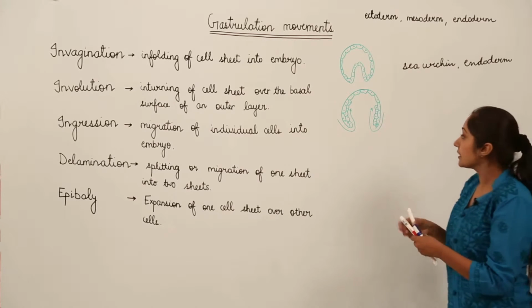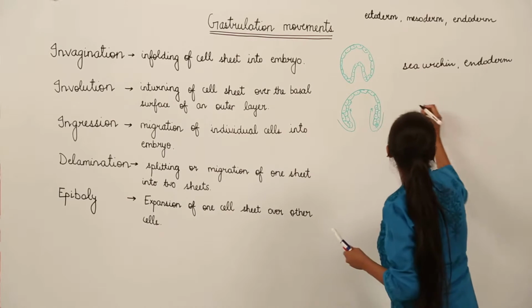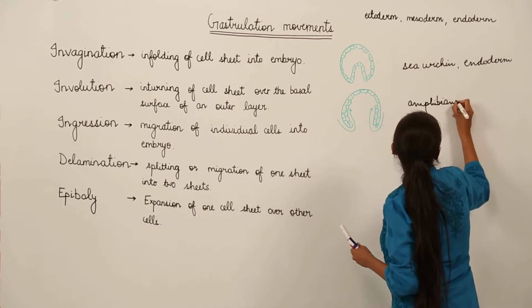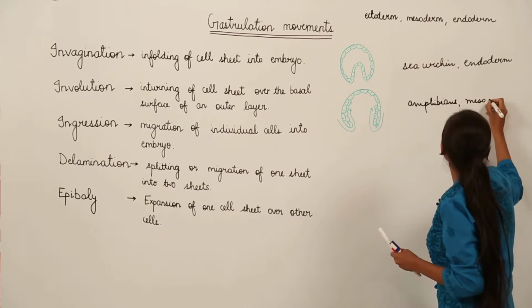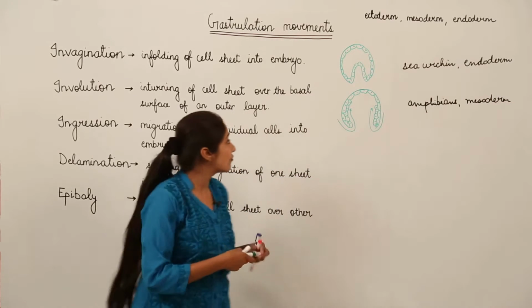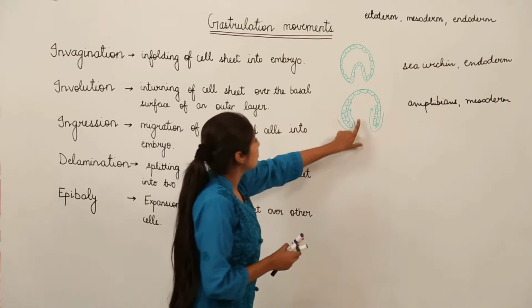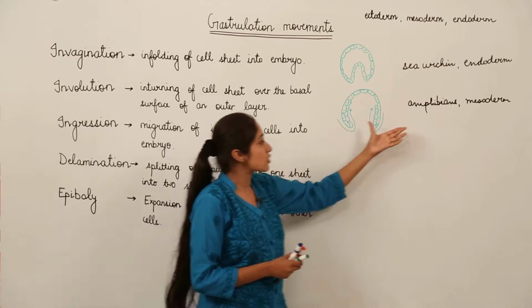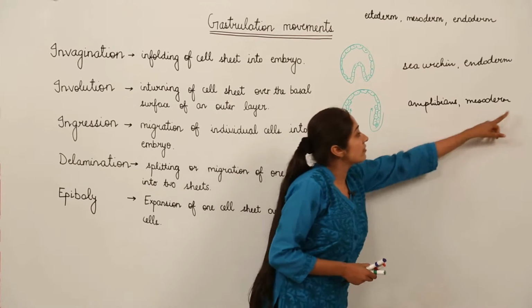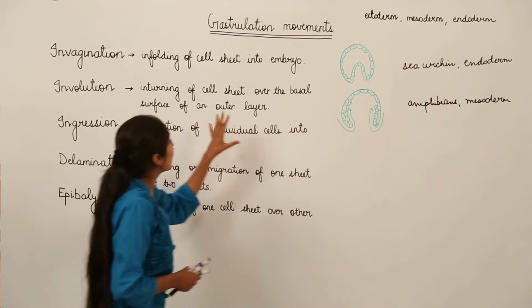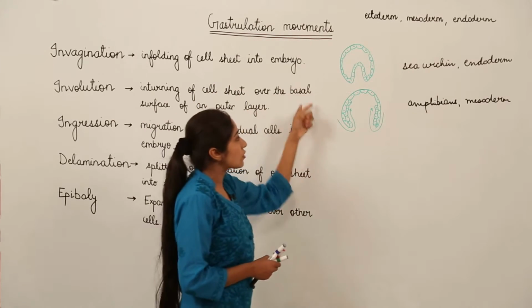And the example for this is, this takes place in case of amphibians, while the mesoderm is formed. Okay, so involution is the turning in of a cell sheet over the basal surface. As you can see, this type of movement is seen in case of amphibians, wherein the mesoderm layer of the embryo is formed. So we have discussed so far these two gastrulation movements.